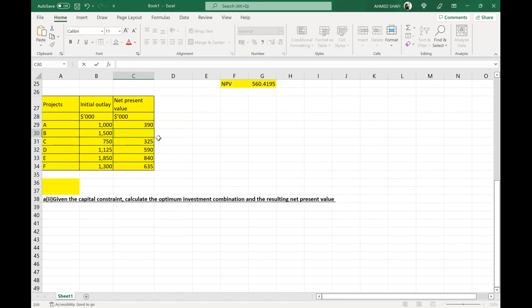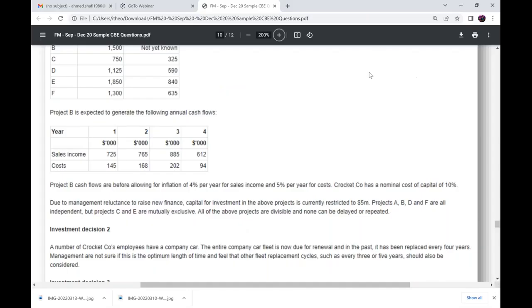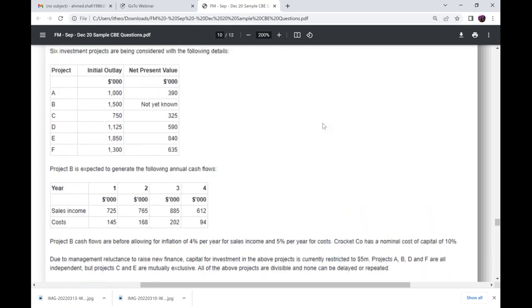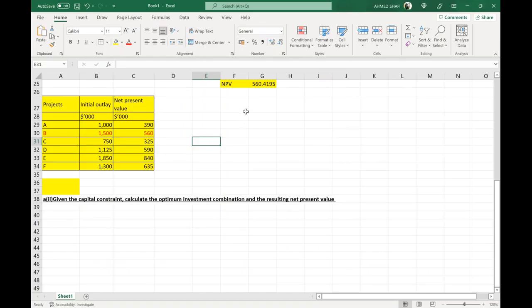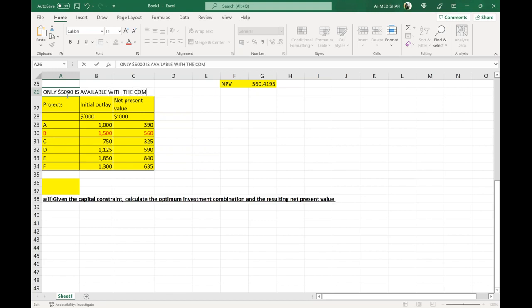We now know that the NPV of project B is 560, right? I hope there is no confusion with respect to this. If you read the question initially, six projects A, B, C, D, E, F were under consideration, outlays were given. And with outlays, NPVs were given, but project B NPV was not yet known. So we have now found it, 560, because the cash flows were given. Now, an important thing is that only 5,000 is available with the company.